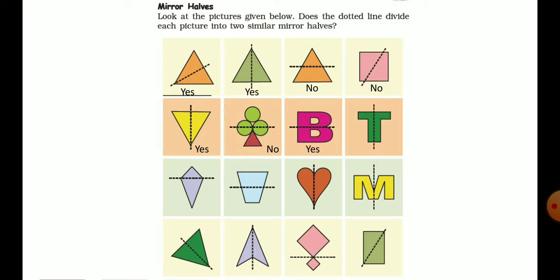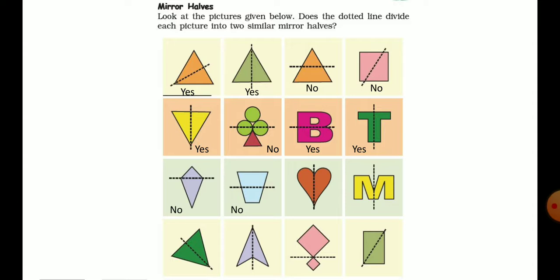Next, letter T. Vertical line of symmetry. So the dotted line divides each part equally. So our answer is yes. Next, both parts are different. So our answer is no. Again, upper part and lower part are different. So our answer is no.